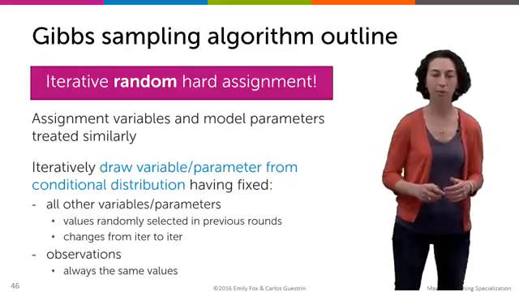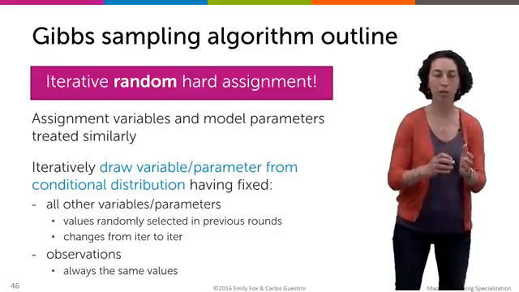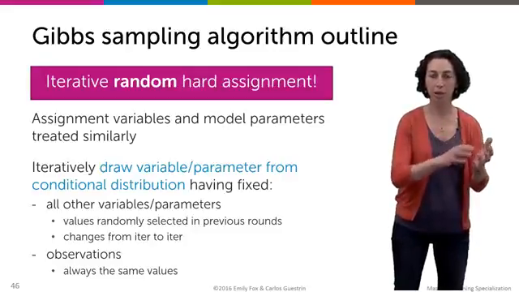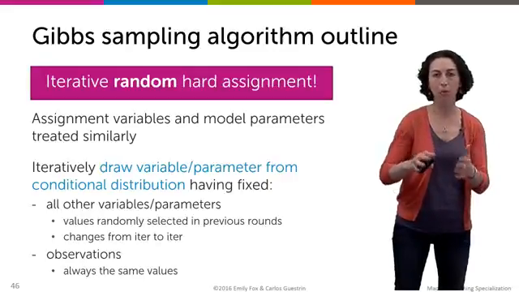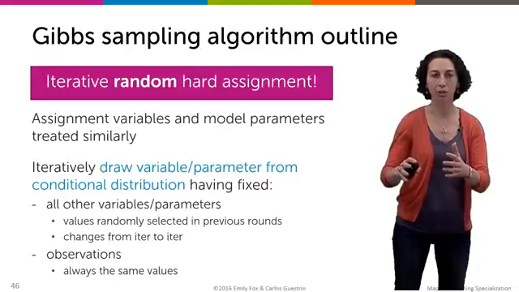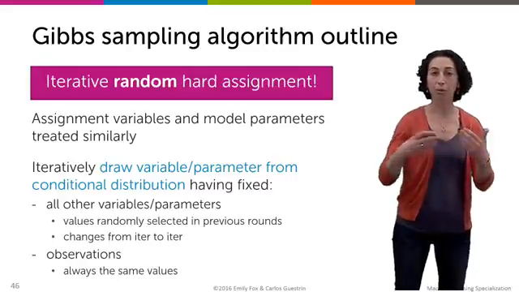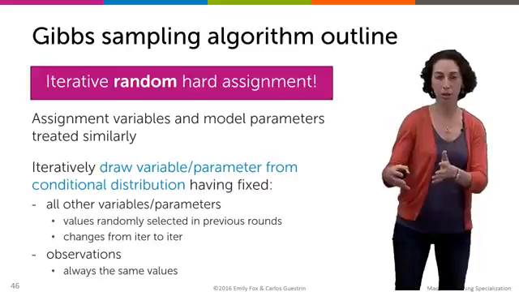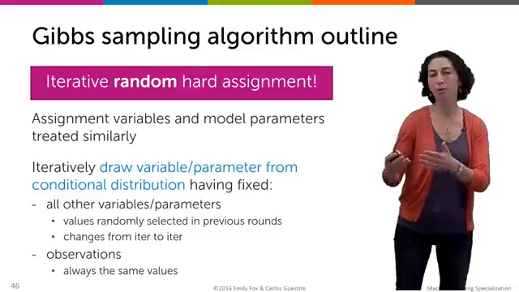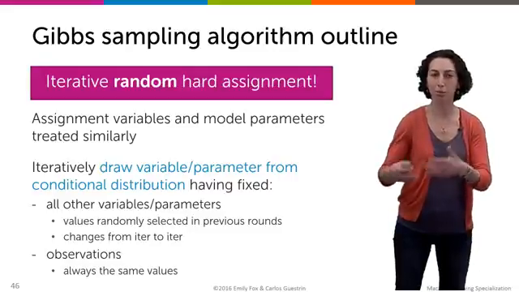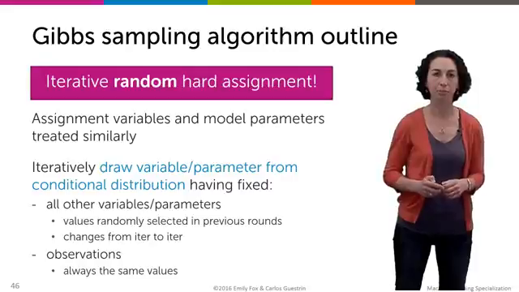What Gibbs sampling does in its most standard implementation is it just cycles through all of these assignment variables and model parameters and randomly samples each one from a conditional distribution, where we're conditioning on the previously sampled values of all the other model parameters and assignment variables, and we're also conditioning on our observations. So from iteration to iteration, the values of those assignment variables and model parameters that we condition on are going to change, but the observations are always the same set of values, whatever we observed from our data set.